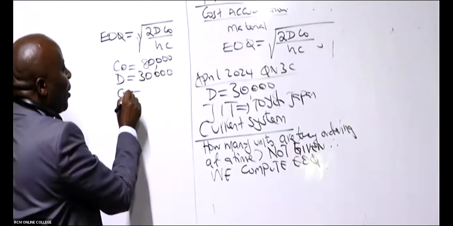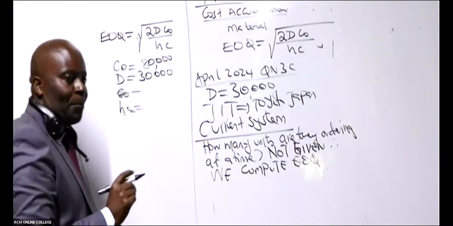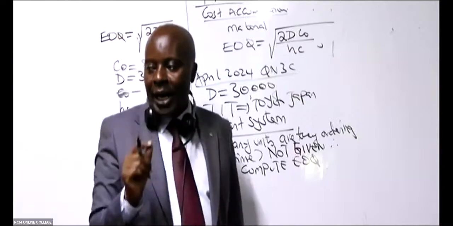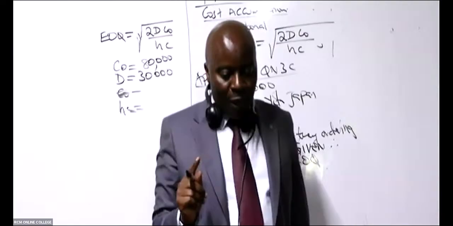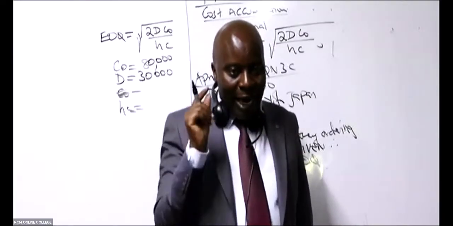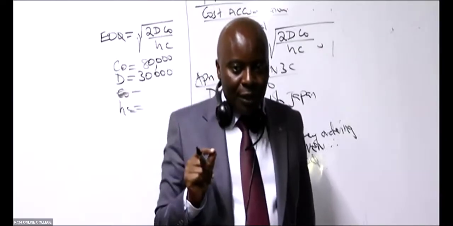Do we have cost per order? This is given already. You have given it to me. How about holding cost, holding cost per unit per annum? Has this been given to us? Thank you, Eric. At least Eric is following. For the current system, have they given me the holding cost?